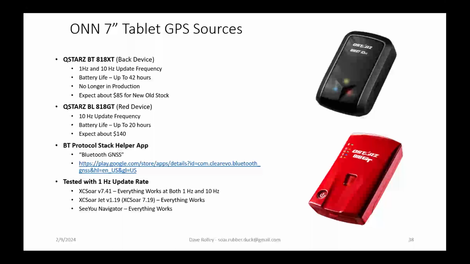I tested at the 1 hertz rate on XCSoar 7.41 and Jet 7.19 and Navigator. And so all three of them worked at the 1 hertz rate. I have tested at 10 hertz on XCSoar and it works just fine. But I did not test it with Jet and I did not test it with Navigator. So that gives you an idea. So if you need an external GPS and you don't want to do any changes to wiring or add things behind your panel so that you can use this little handheld device, this is one way to get a GPS source.